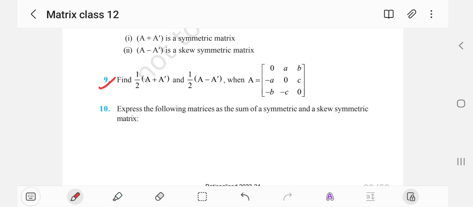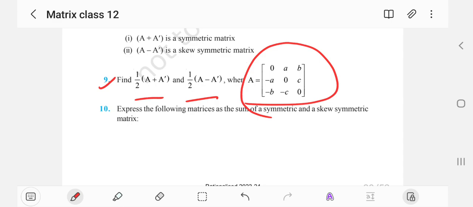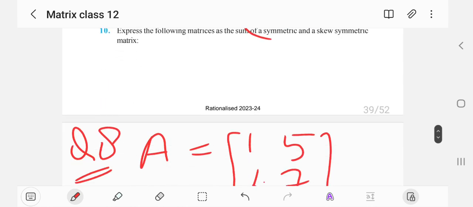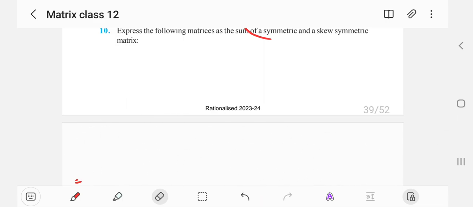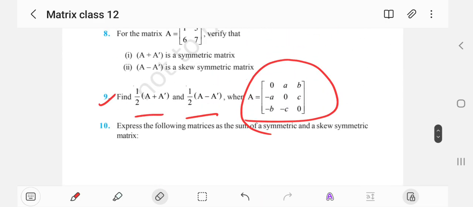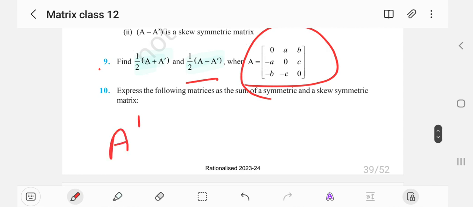Question number 9. What does question number 9 say? We have to find this and this when our A matrix is this. This is again a second theorem verification, not verification but a finding. We are given the A matrix. If the A matrix is given, then what do we have to find? We have to find this and this. It can very easily be done. We can simply find A transpose first, and then accordingly we can add this A with this A transpose.